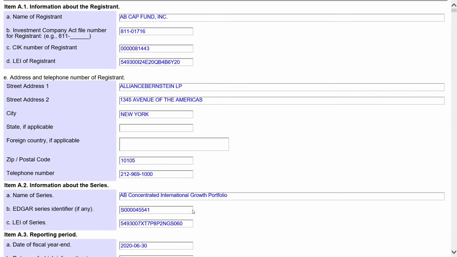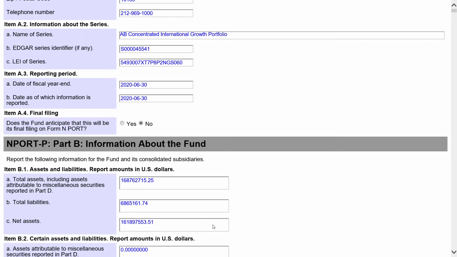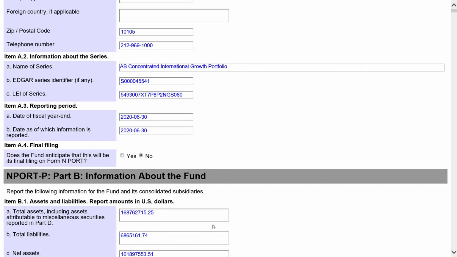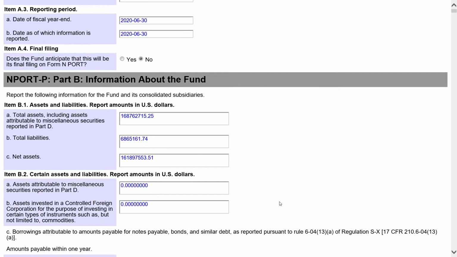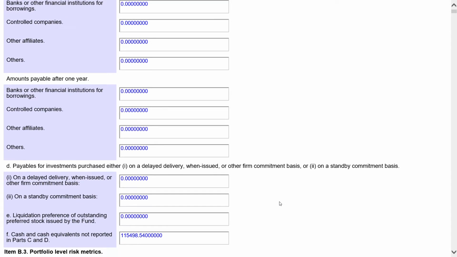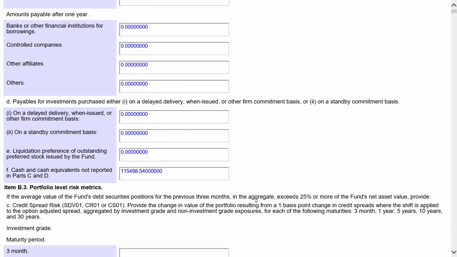And the name of the series, and a bit of details about the fund's financials. Total assets of this fund is 168 million. That's the liability. Net asset, that's the full asset less the liability. And then everything else, that's zero, I ignore. Cash and cash equivalent, I don't worry about that. It shows you how much cash is on hand.